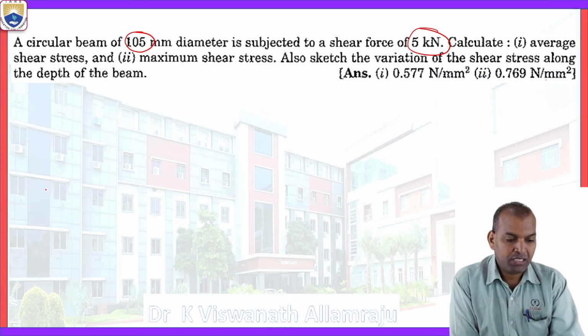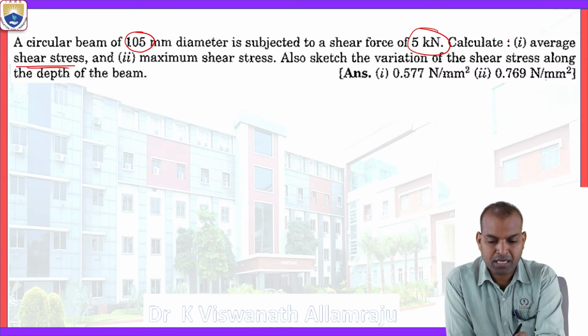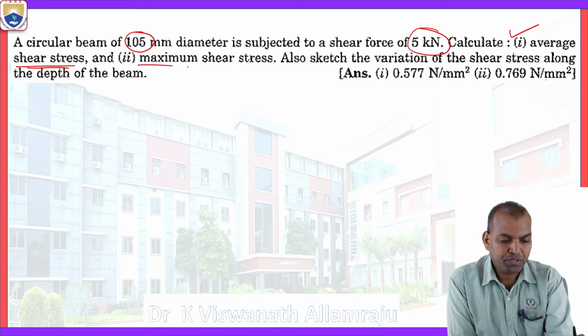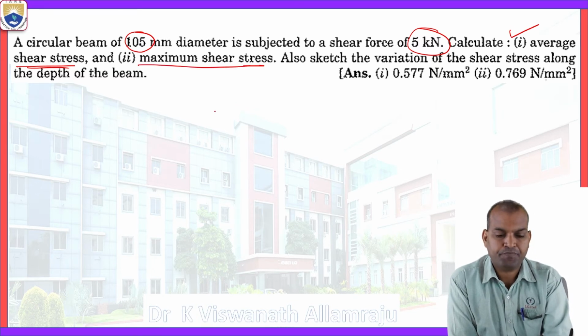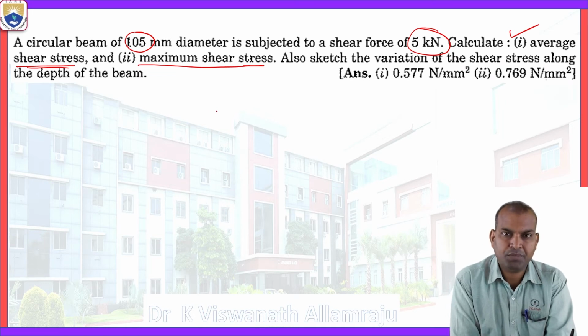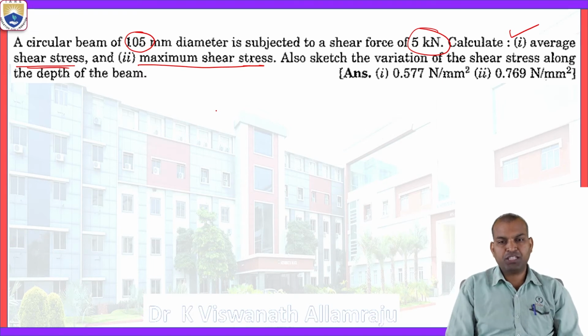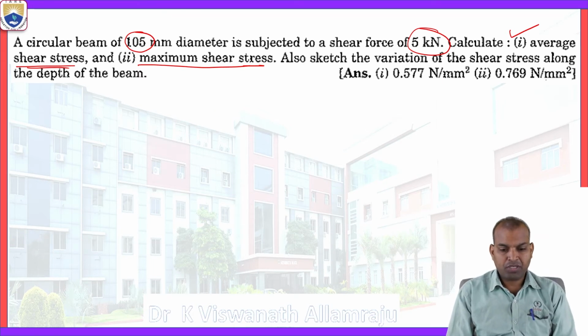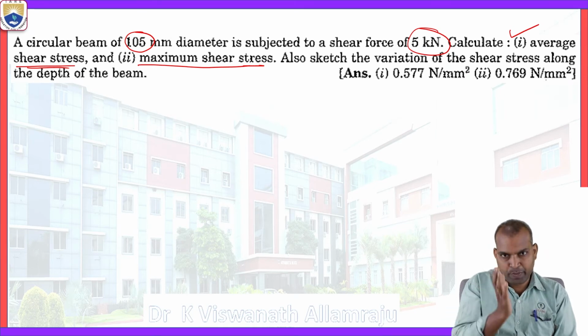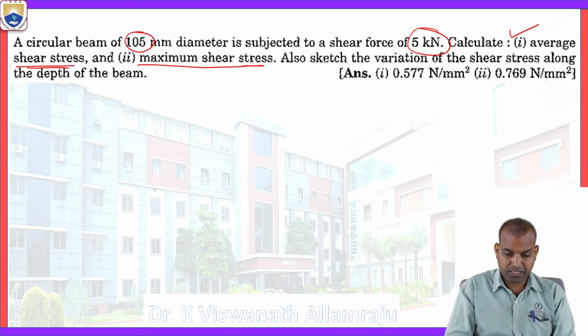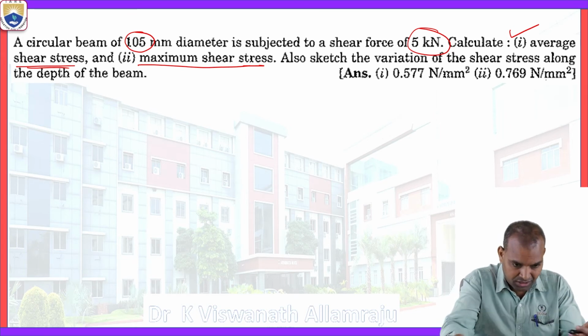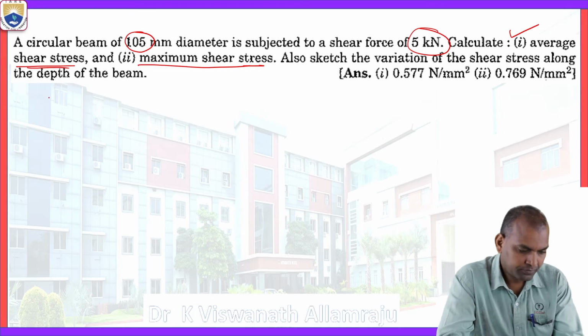Objective one is the average shear stress. Objective two, the maximum shear stress. Also sketch the variation of the shear stress along the depth of the beam. How does the shear stress variation take place along the depth of the beam? That means the variation of shear stress is a parabolic variation, a parabolically varying curve.